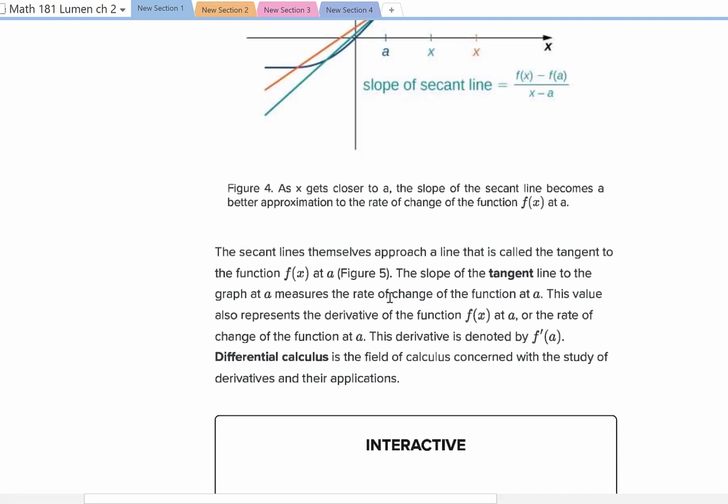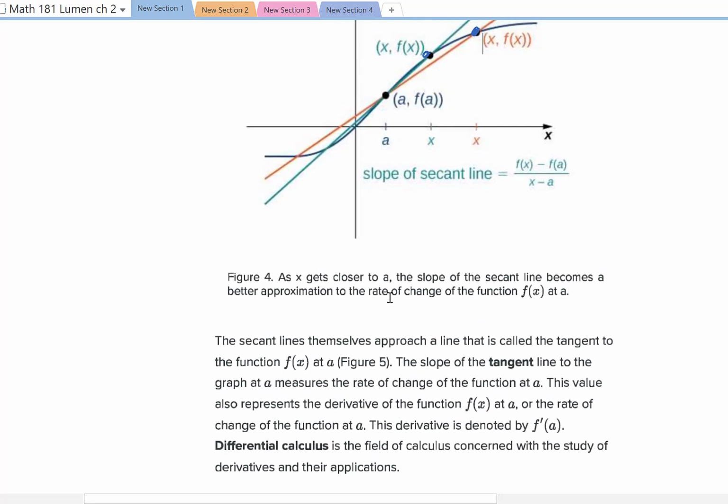So the secant lines themselves approach a line that is called the tangent line. Tangent means it touches it in one spot. Now, given this curve, obviously a tangent line is going to cross the curve, but we're not considering that crossing point as one of the points in calculating the slope. The tangent line would be right there. It would just touch right there in that one spot and go through there.